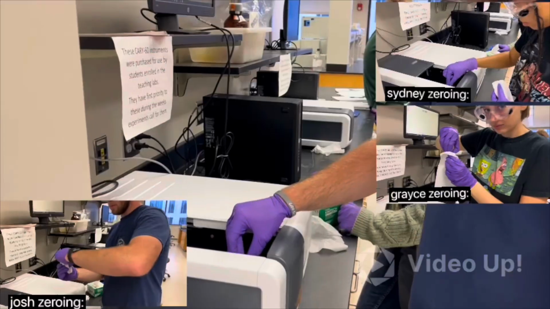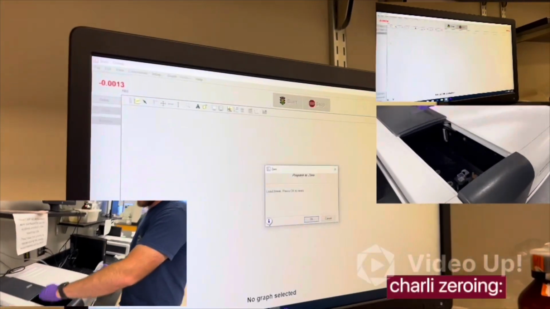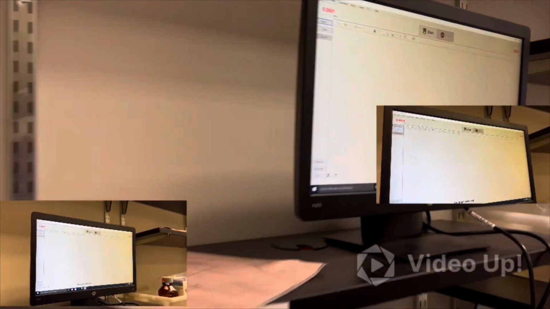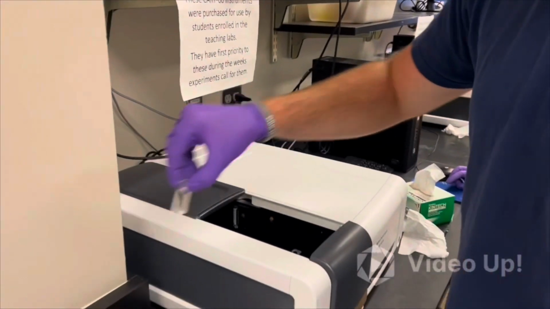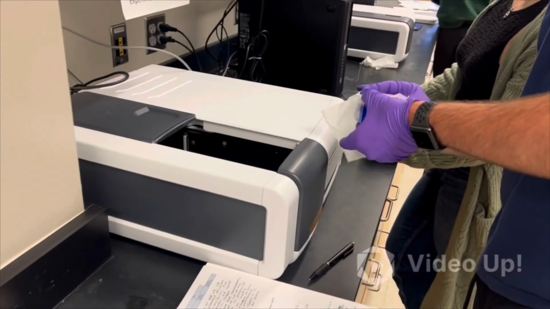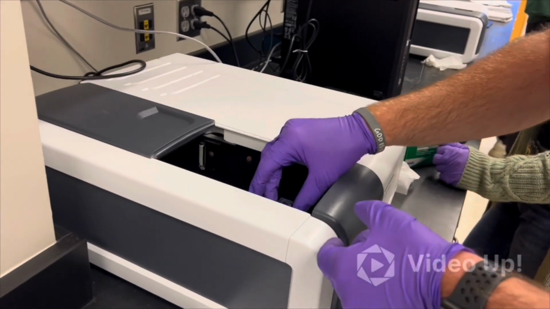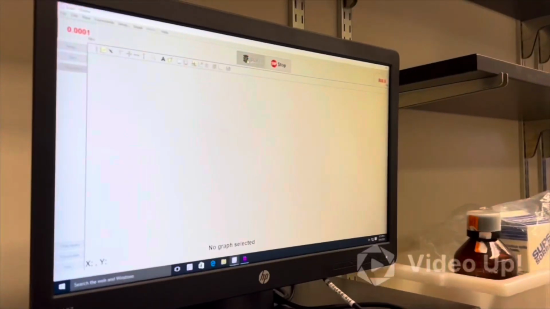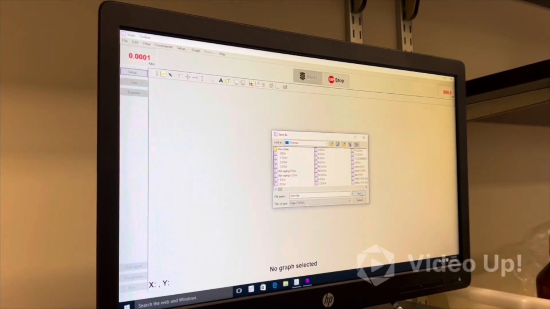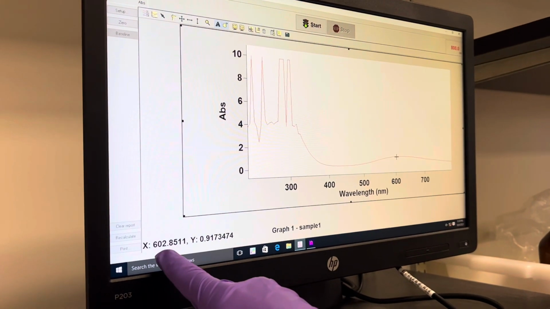We are zeroing the machine. So now we're gonna hit 0. Here you can see us taking out our blank solution and putting in our stock solution. Our max is at 602.